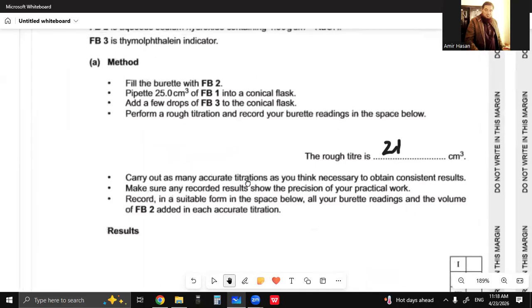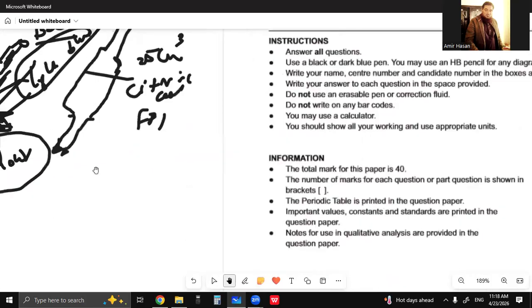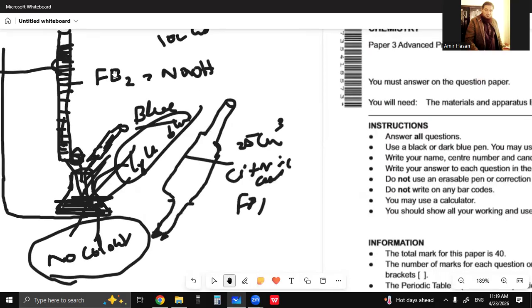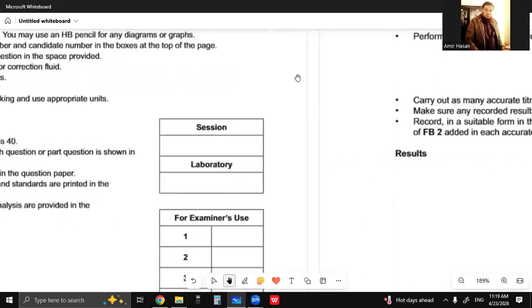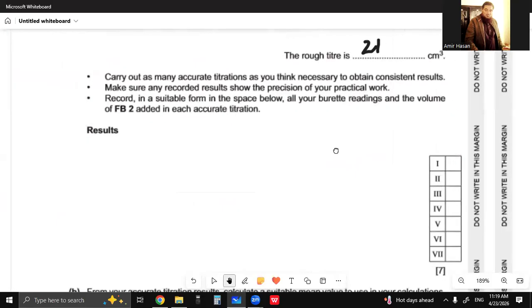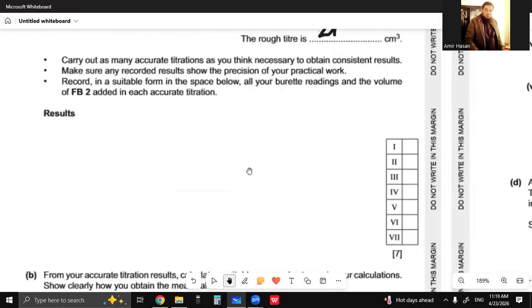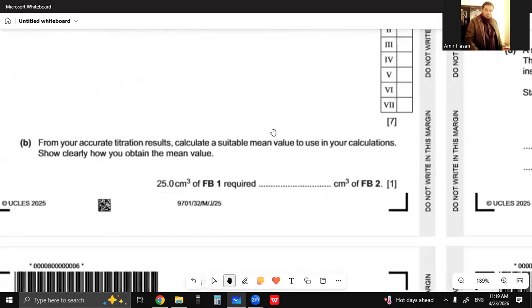Now how we do? We change the liquid citric acid every time and put the phenolphthalein in it, and then again we mix the FB2 solution in it, and then again we check the reading. Then 2 or 3 readings, at least 3 readings we take. Every time we wash the beaker, conical flask and mix the phenolphthalein, then check the reading. Now these readings are coming.